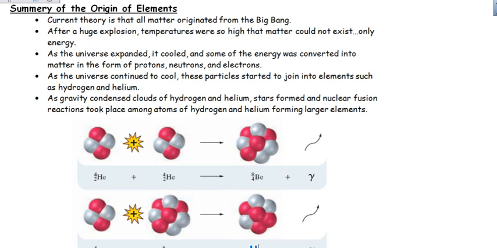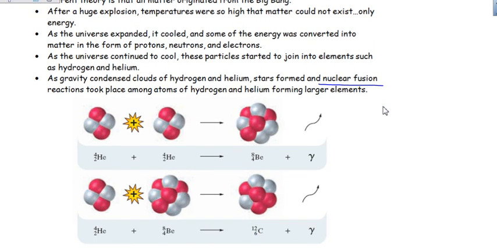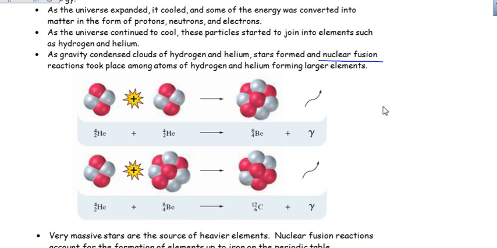Okay, so we've got these early elements, simple atoms like hydrogen and helium. Well, as hydrogen and helium condense, we can have nuclear fusion reactions. Fusion is where you take smaller nuclei and join them together. You fuse them together to start making larger elements and larger atoms. This diagram is kind of nice.